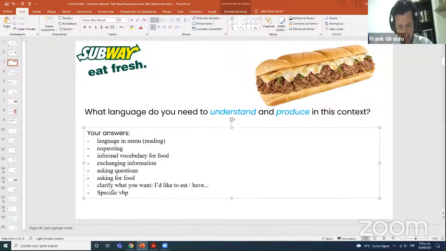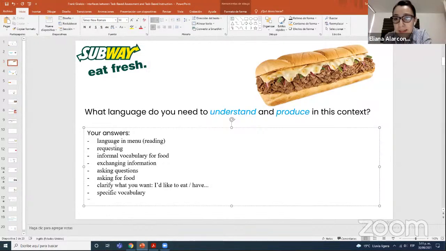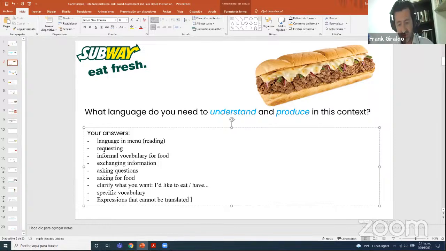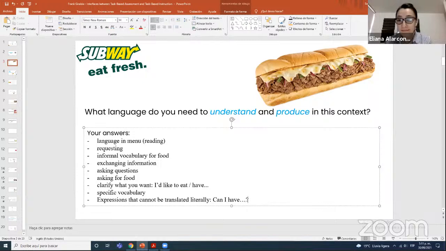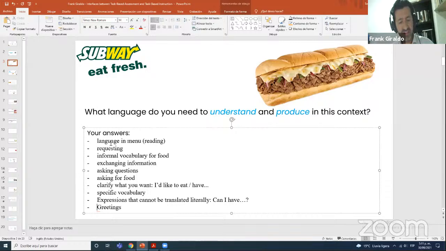Specific vocabulary. For example, well, there are no examples in here, but there is one from... What was the last one after specific vocabulary? Carolina says expressions that are not literal translations for Spanish, like can I have? Okay. Greetings. Yes, of course, they greet you. Okay, so I think that's enough for now. Thank you, guys. This was wonderful.